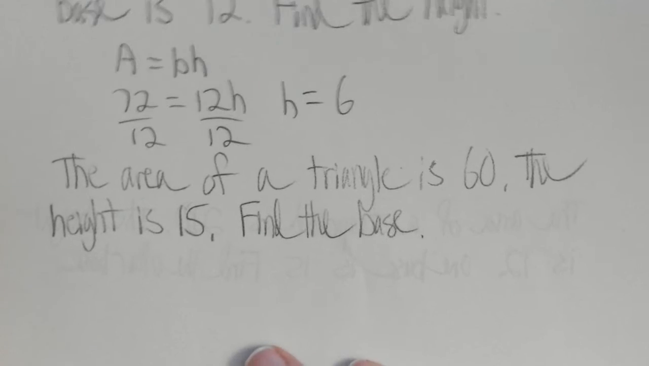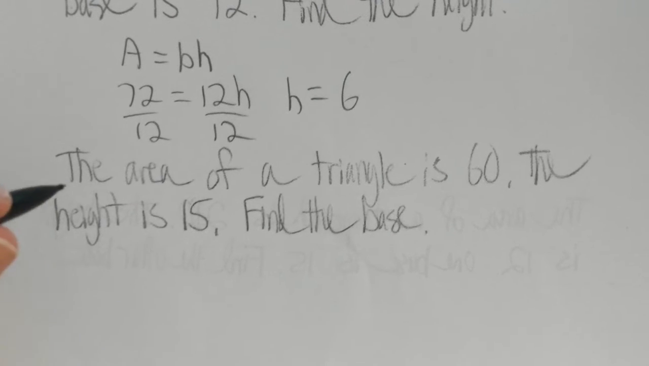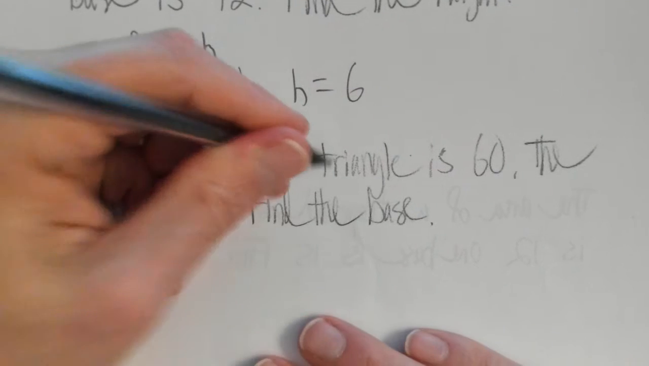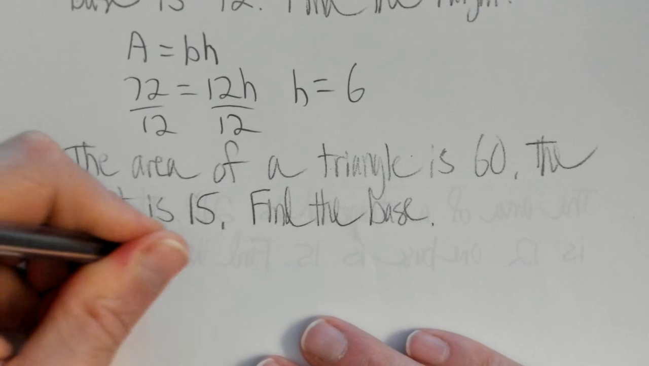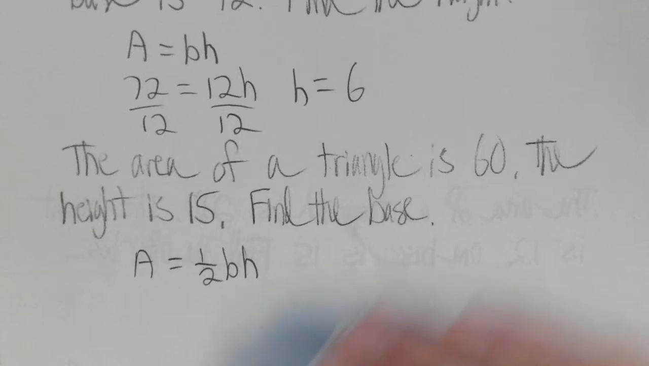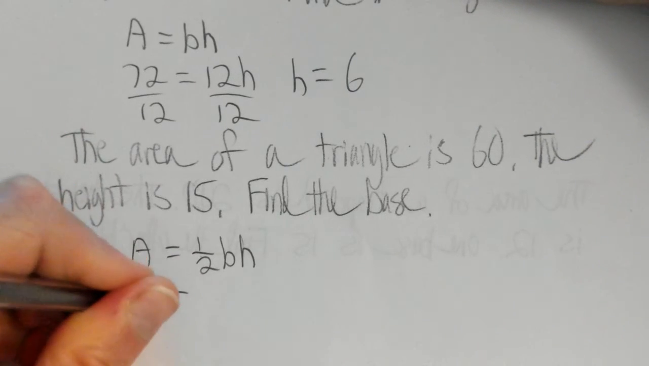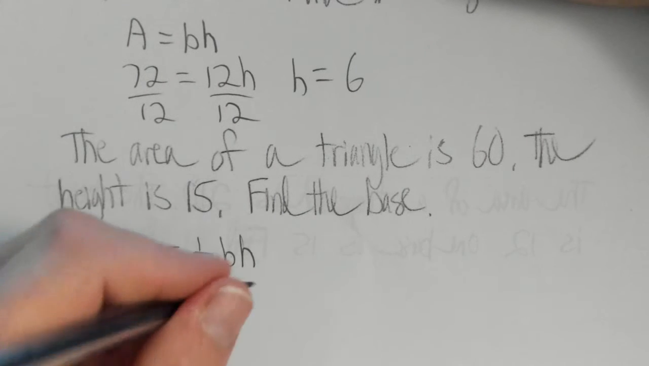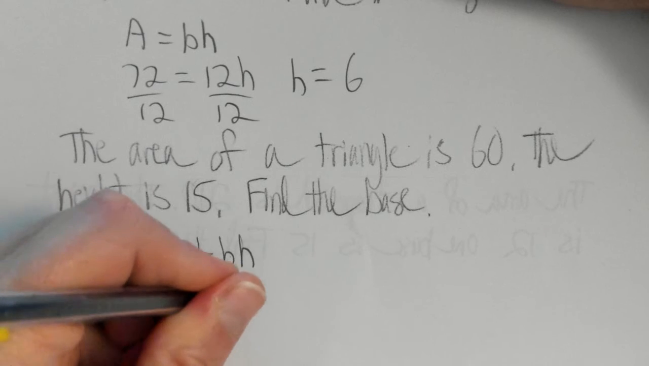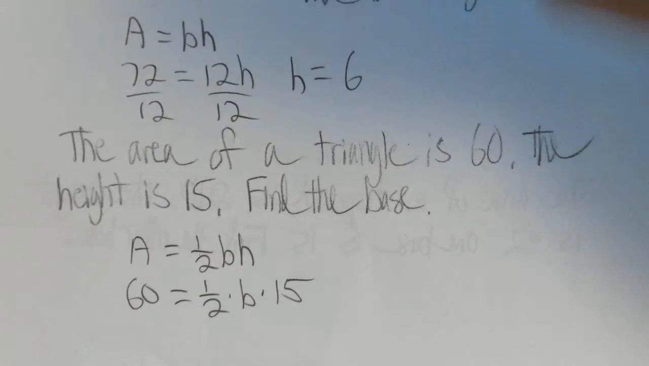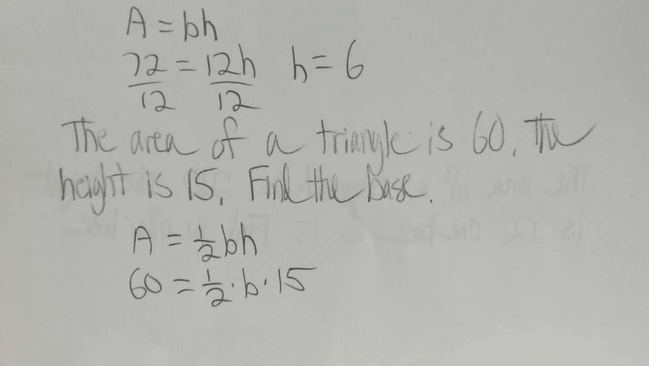What about the next one, though? The area of a triangle is 60. The height is 15. Find the base. So what formula are we working with this time? Area of a triangle. Write it down. Area equals 1/2 the base times the height. Start plugging in the parts. Area is 60. 60 goes for A. 1/2. B is the base, which is missing, so it's going to stay as a B. And then the height they give me as 15. All right. So now I have an equation that I need to solve for B.